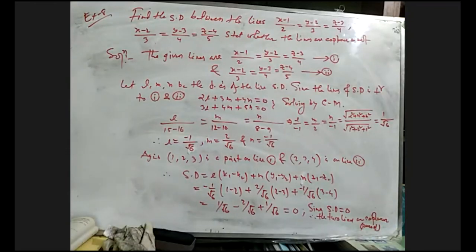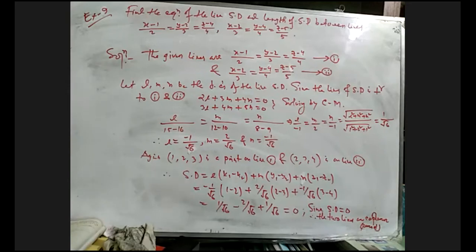Very easy example. If the value of the shortest distance is 0, that means the two lines are in the same plane. That means the lines are coplanar.